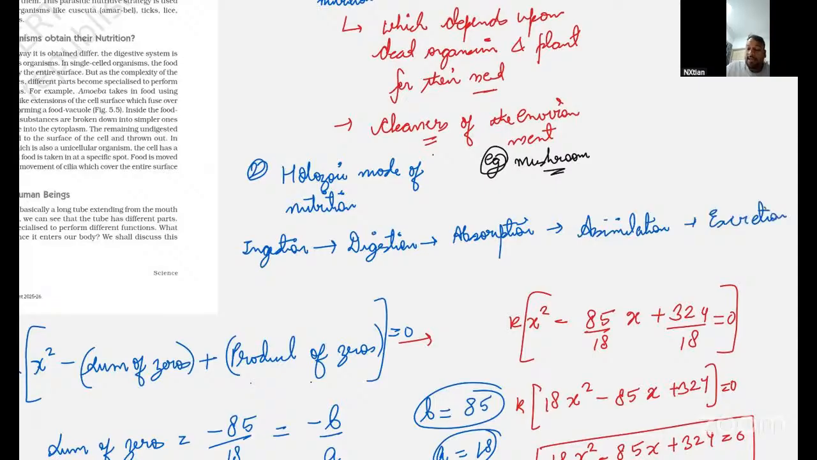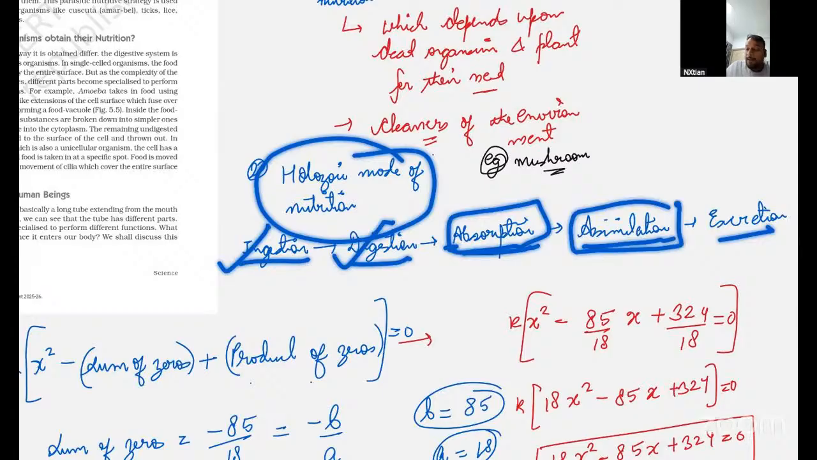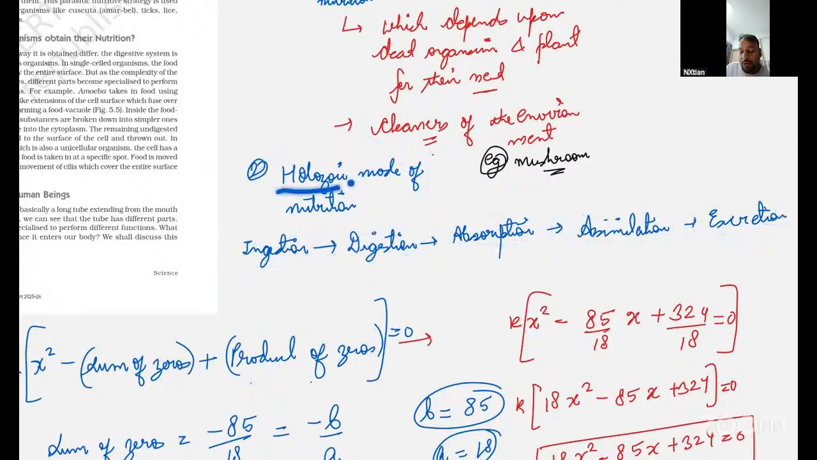All the organisms, plants basically, do not have heterotrophic nutrition, right? Only animals we are talking about. So all the animals that follow these steps are considered under the holozoic mode of nutrition. Ingestion means they take food, they digest it, they absorb the nutrients from it, they assimilate it so that they can get energy from it, and then the removal of unwanted materials. So can you tell me any example?